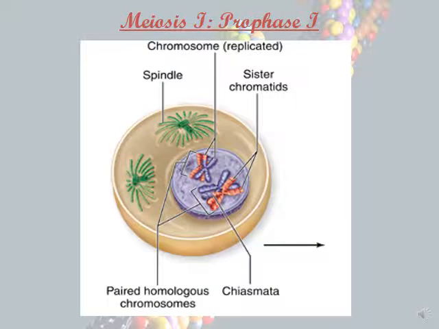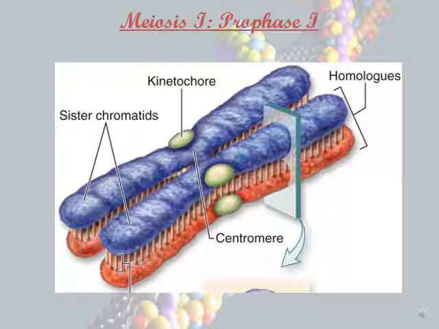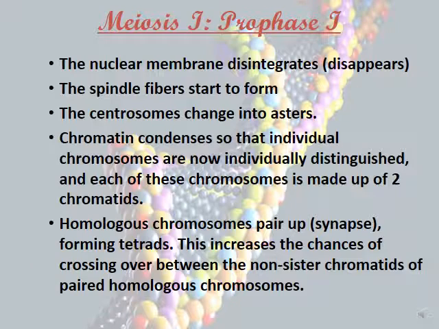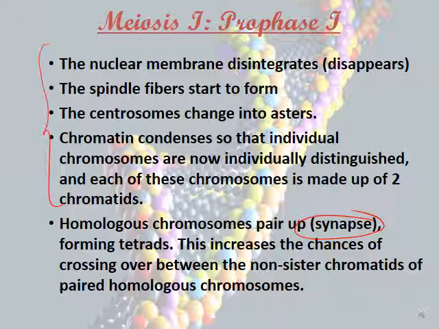Prophase I. We have the formation of tetrads, where the chromosomes pair up and synapse. All the processes are similar to mitosis. The nuclear membrane disintegrates, spindle fibers start to form, centrosomes change into asters, and chromatin condenses so that individual chromosomes are easily distinguished. Homologous chromosomes pair up and synapse, forming what's known as tetrads. This increases the chances of crossing over between the non-sister chromatids.